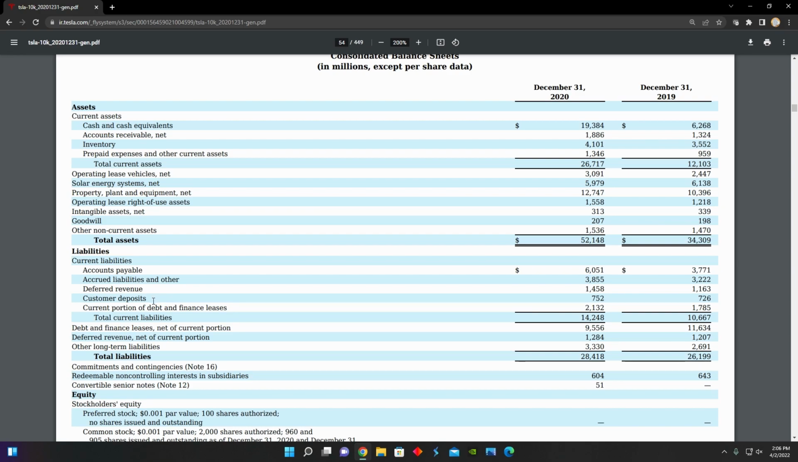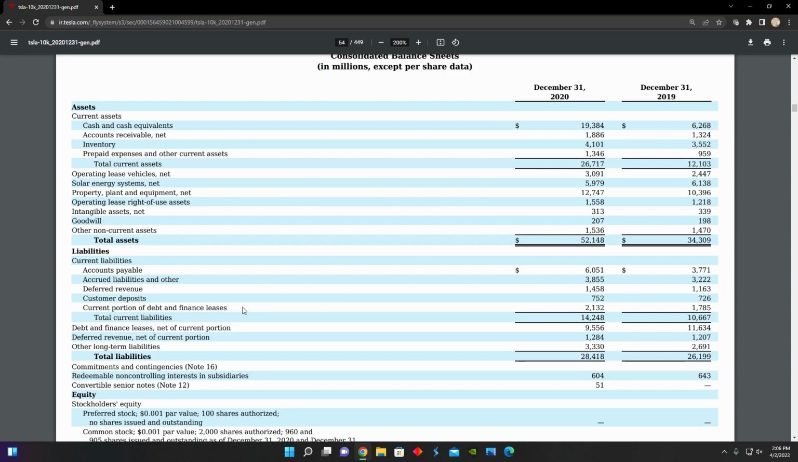This is pretty similar to deferred revenue, but there are some small differences. A customer deposit is basically cash paid to a company by a customer, for which the company hasn't yet provided the goods or the services in exchange. It can also be a deposit for some sort of delivery of a good or service, and it can be used as collateral, almost like a down payment or a portion of the money that's owed for a specific service. In Tesla's case, that would get recorded right here in customer deposits.